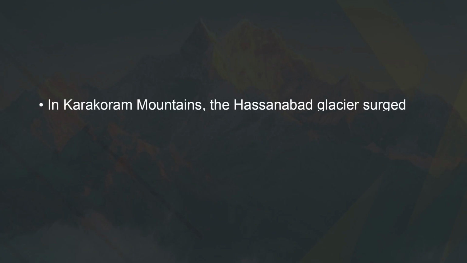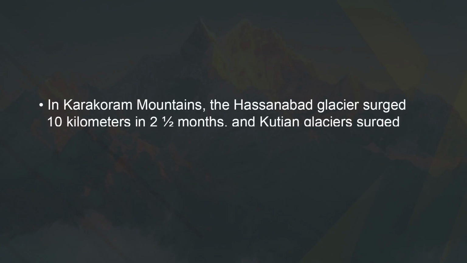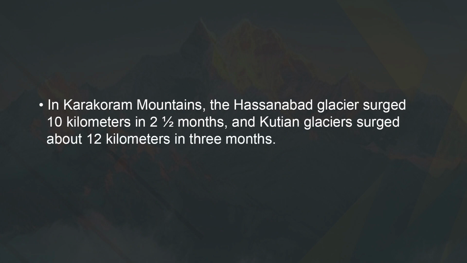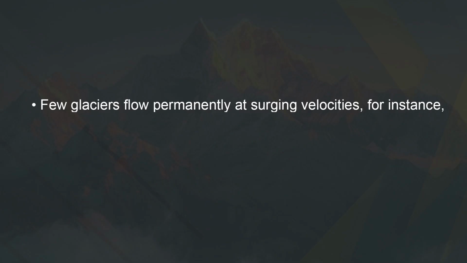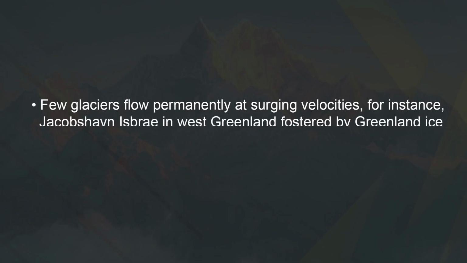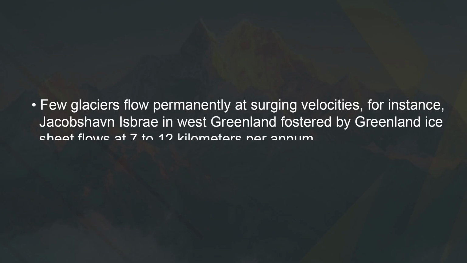In the Karakoram Mountains, the Asanabad Glacier surged 10 kilometers in 2.5 months and Kutiah Glacier surged about 12 kilometers in 3 months. A few glaciers flow permanently at surging velocities. For instance, Jakobshavn Isbrae in West Greenland, fed by the Greenland ice sheet, flows at 7 to 12 kilometers per annum. The causes behind the occurrence of surges are still poorly understood.